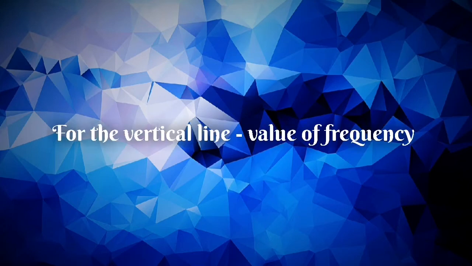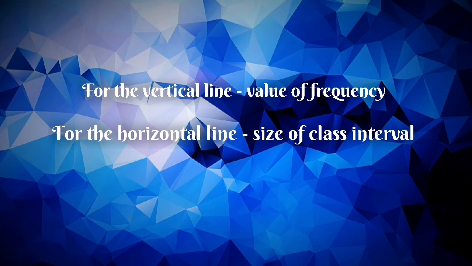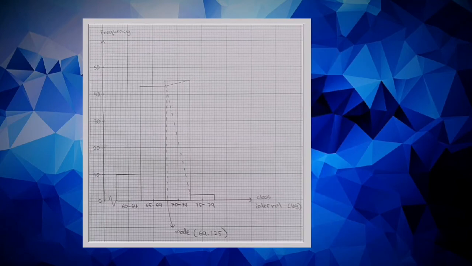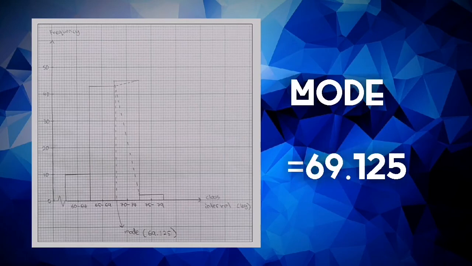In the histogram graph, the vertical line is the value of frequency, and the horizontal line is the class interval. To get the mode, we need to find the highest frequency for the class interval. After that, we need to make a dashed line crosswise in the class interval for the highest frequency. Then write the value of the mode. The answer for the mode is 69.125.